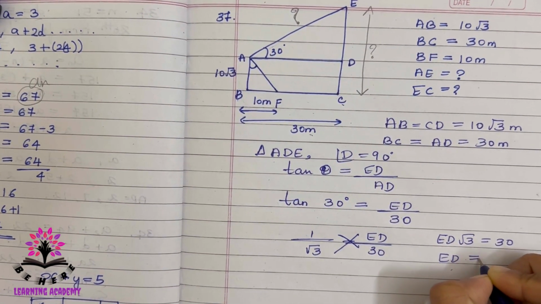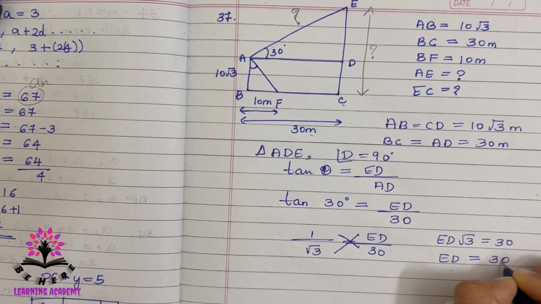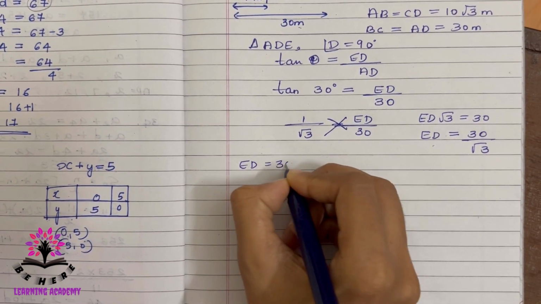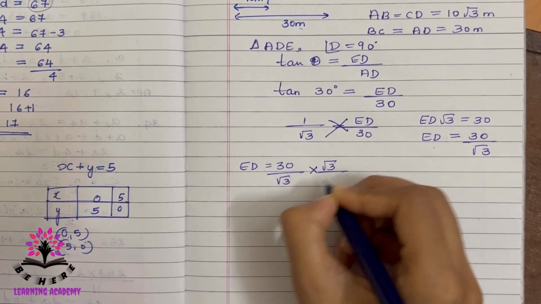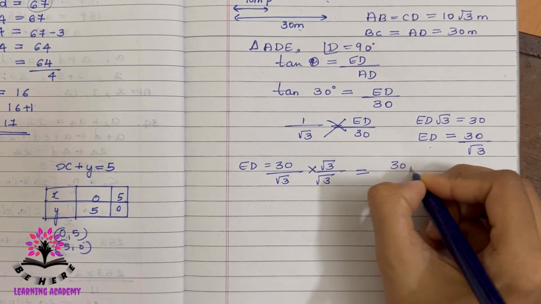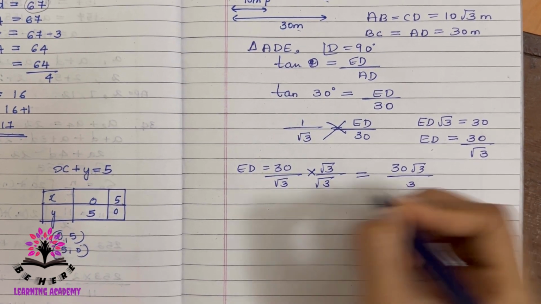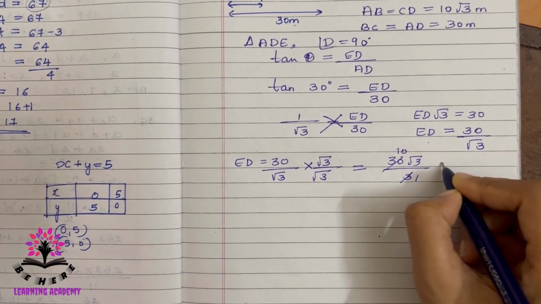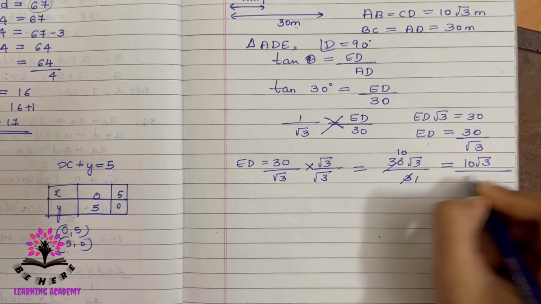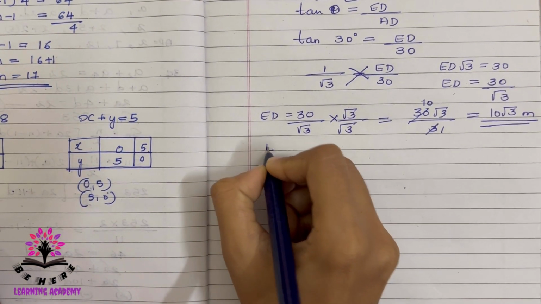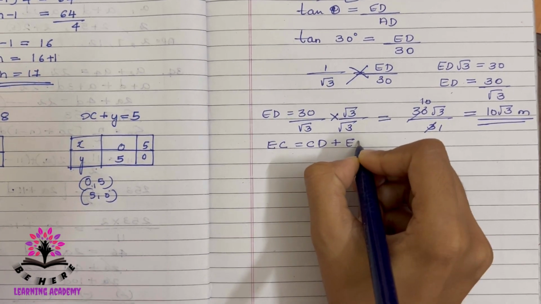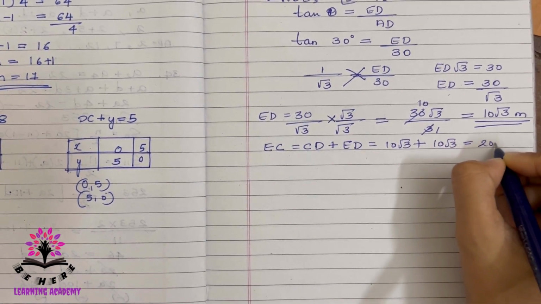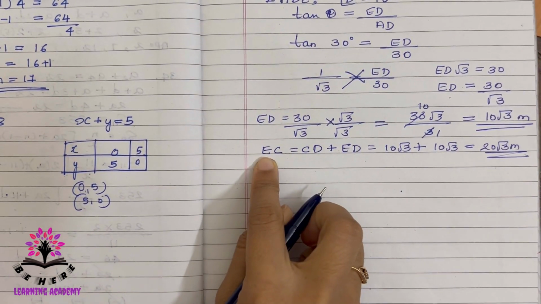So ED is equal to 30 divided by root 3. We have to rationalize it here. So ED will be equal to 30 divided by root 3 multiplied by root 3 divided by root 3, that is equal to 30 root 3 by 3. So you got the answer of ED. So next let us proceed now. Here 3 ones are 3, 3 tens are 30, so ED will be equal to 10 root 3 meters. So from the figure I can write EC is equal to CD plus ED, that is equal to 10 root 3 plus 10 root 3, that is equal to 20 root 3 meters. So you got the answer of EC also.